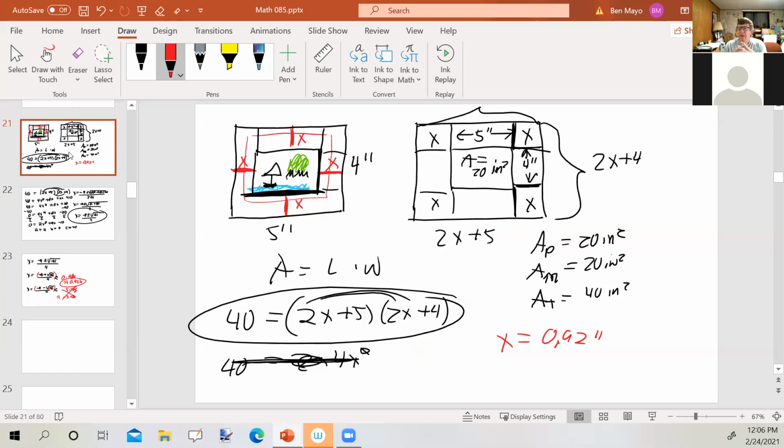So you've got area of a rectangle, length times width, right triangle, the lengths of the sides, a squared plus b squared equals c squared, Pythagorean theorem. You may need to apply those to this section.